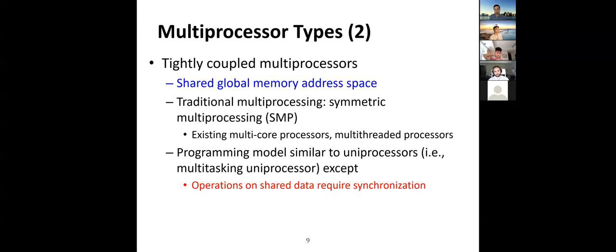Yeah, so programming models similar to uniprocessors help a lot, and operation on the shared data requires synchronization. So it's not like any of that is for free, but it turns out that people prefer to deal with sequential code and then just protect shared data with semaphores and locks, rather than writing send and receive messages, although there are cases where the other is much more preferred.